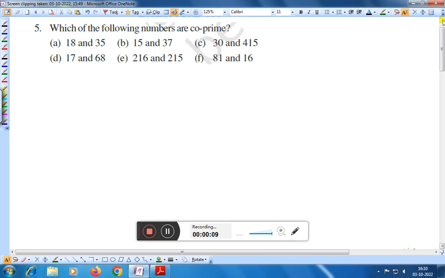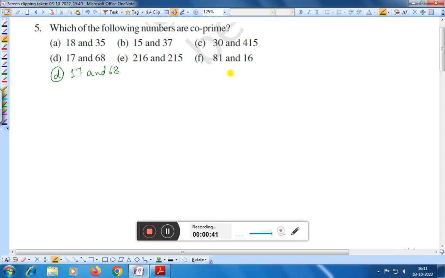Question number 5, exercise 3.4. Which of the following numbers are co-prime? That is question number D. What is the meaning of co-prime numbers? If there is only one common factor, that is 1, between two numbers, then the numbers are said to be co-prime. Suppose 17 and 68. First of all, we will find the factors of both the numbers.